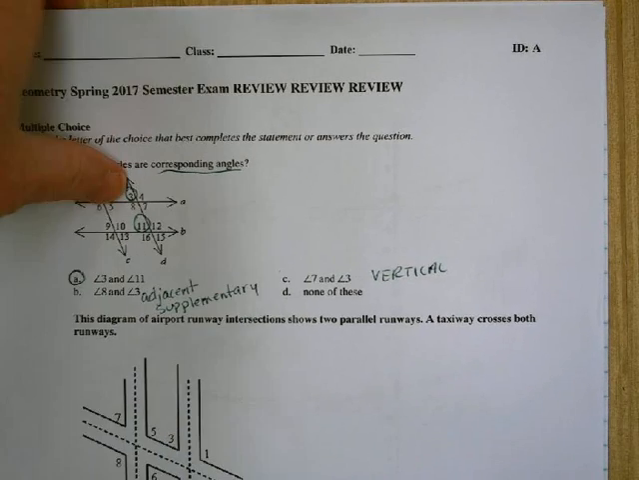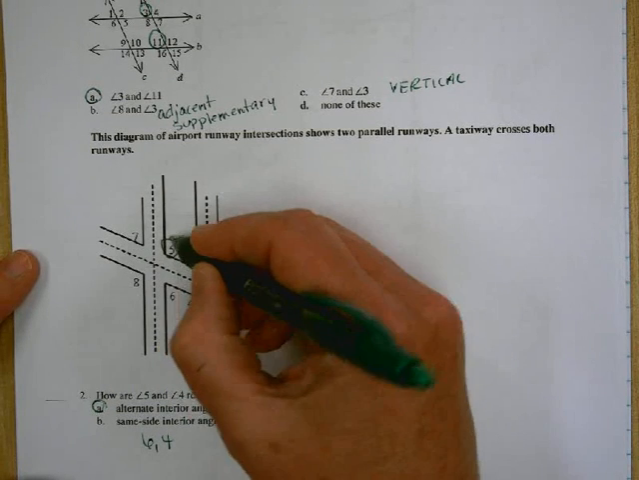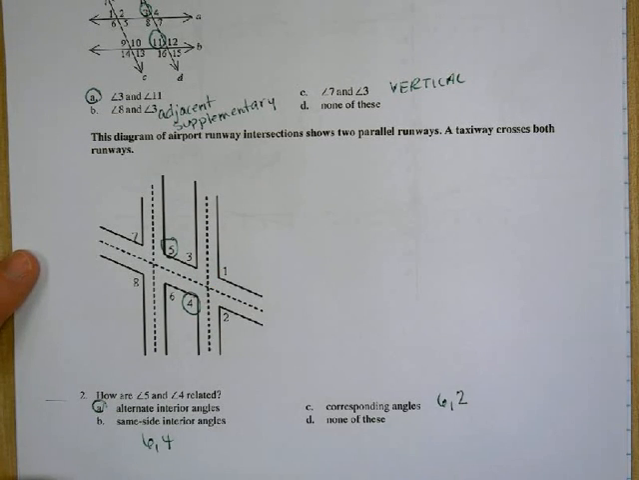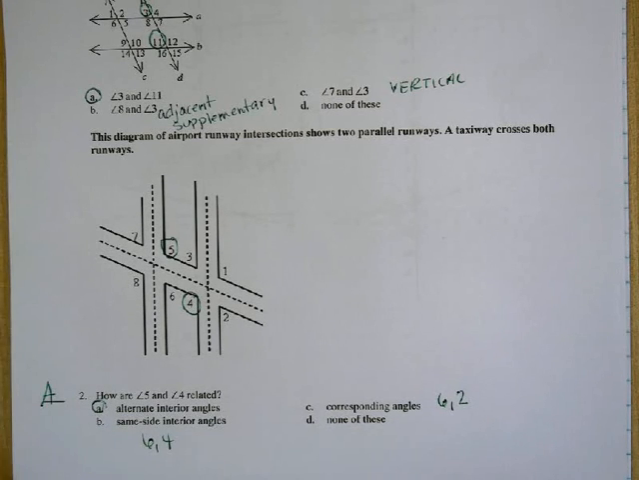Question 2, the diagram of an airport runway intersection shows two parallel runways. A taxiway crosses both the runways. How are angles 5 and 4 related? They are alternate interior angles. The answer to that one is A. Answer choice B says same side interior. That's a description for 6 and 4, and corresponding would be a description for 6 and 2.